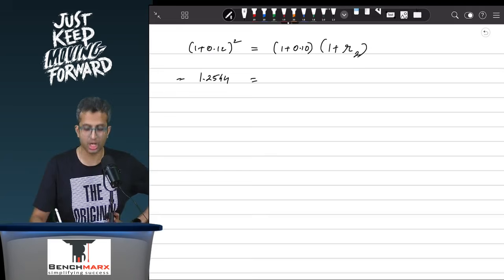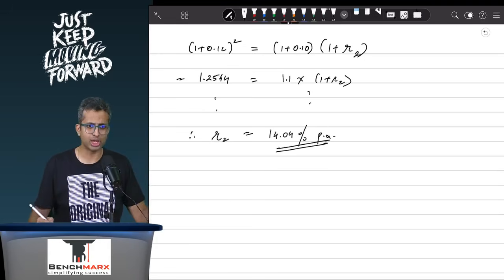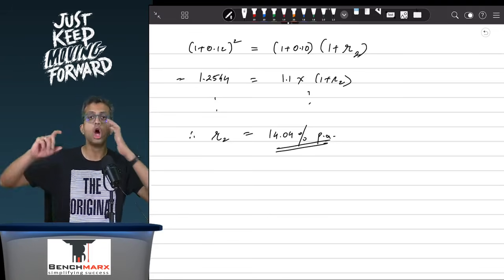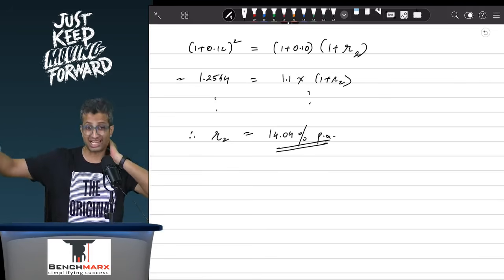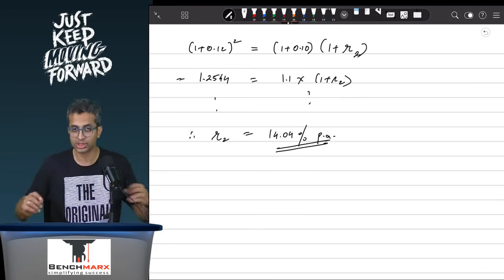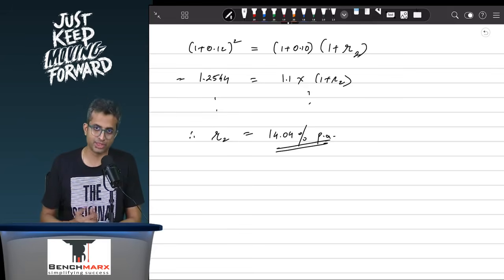So this is R2. So this is 1.1 into 1 plus R2. So if I solve this further, I will ultimately come to an R2 of around 14.04% per annum. What does it mean? Well, this means that in general, I'm expecting the rate to be 12% for the first year and 14.04% for the second year. Sir, but the rate was 12%. 12% was the average rate for both the years. If I just want to find the rate for the second year, that is 14.04%.